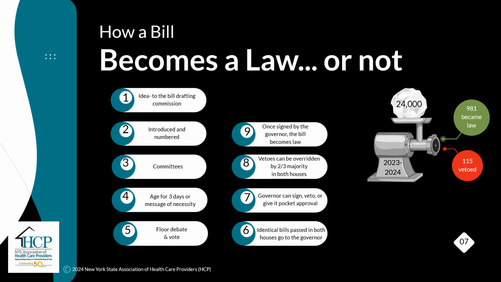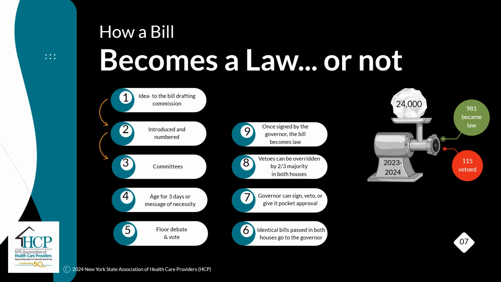First, an idea for a bill is submitted to the Bill Drafting Commission, where it is translated into formal language. Then the legislation is introduced by its sponsor and assigned a bill number. The bill is assigned to an appropriate committee for discussion and analysis. If a majority of members on the committee support it, the bill is reported to the floor or advanced to the next appropriate committee. If the bill does not advance, it is said to have died in committee.